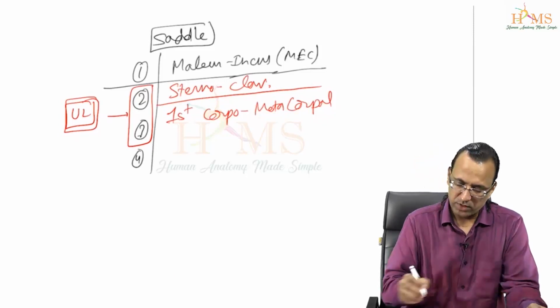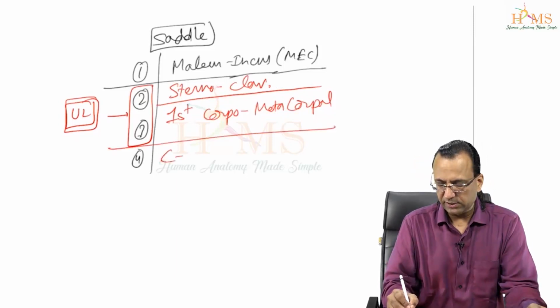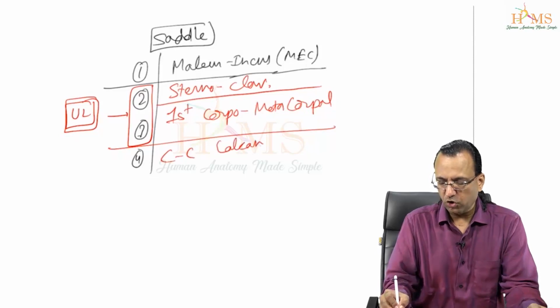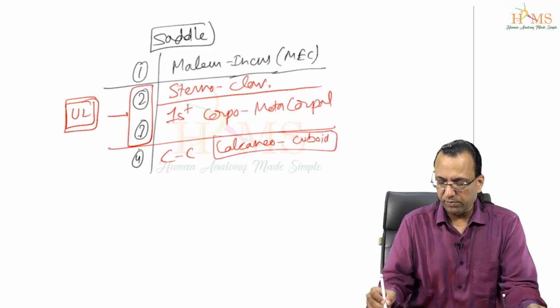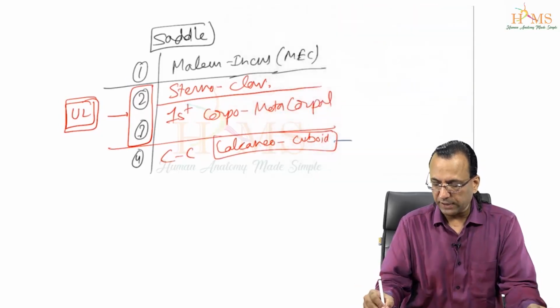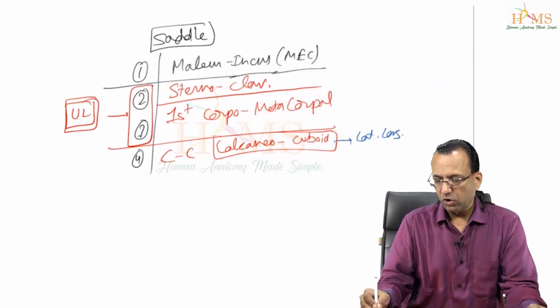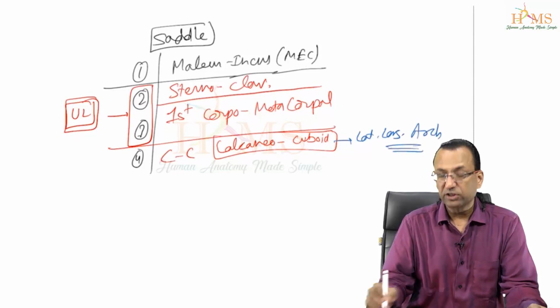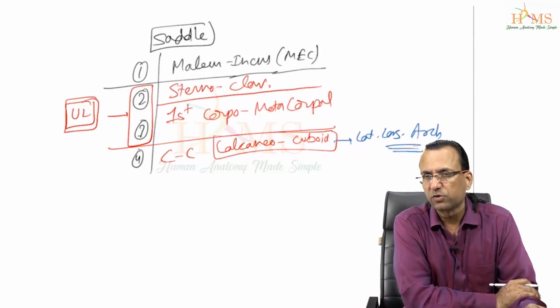What about the lower limb? In the lower limb we have discussed the CC joint, which is the calcaneo-cuboid joint. This calcaneo-cuboid joint makes the lateral longitudinal arch, and when you are talking about the lateral longitudinal arch, there you will have the CC joint, a saddle synovial joint.